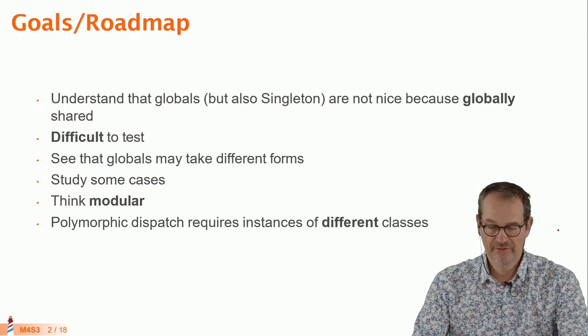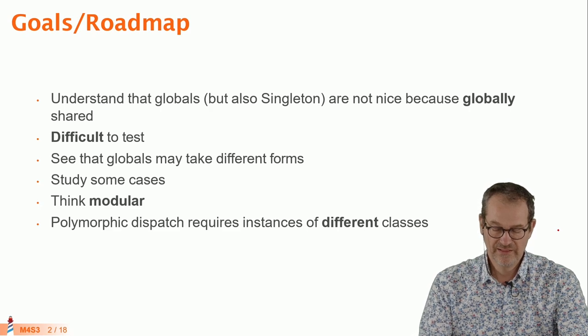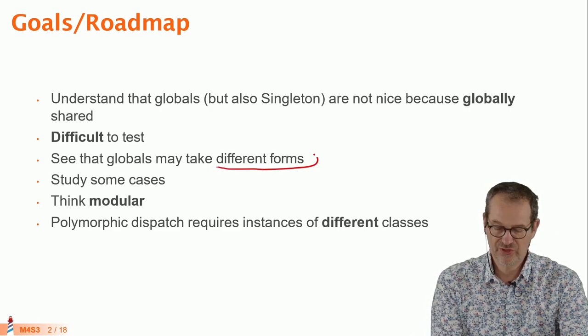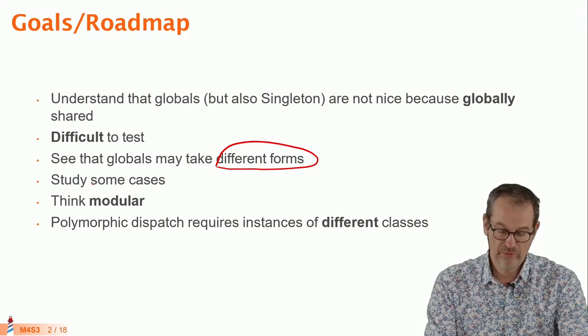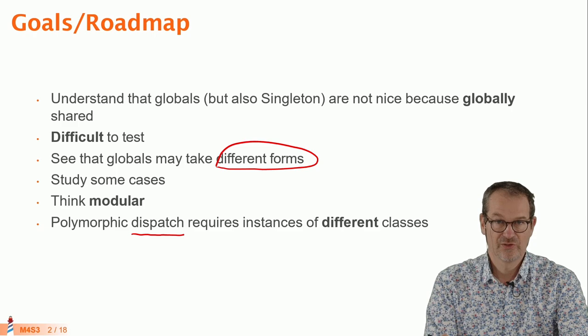So the idea is that we want to show that globals are not nice because they are globally shared. We saw that in the previous lecture. They are difficult to test. And in this lecture, we really want to show that they can have different forms. And for that, we will study one by one four case studies. And we will show that when you don't have a global variable, you can dispatch, and when you have a global, you cannot. So let's start.